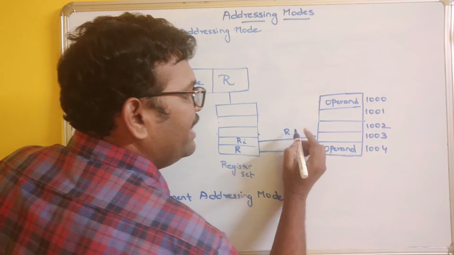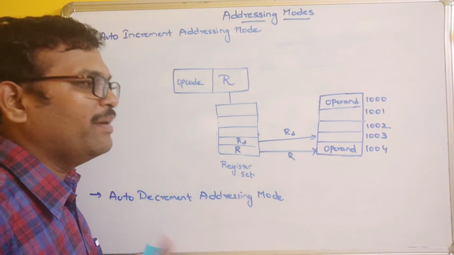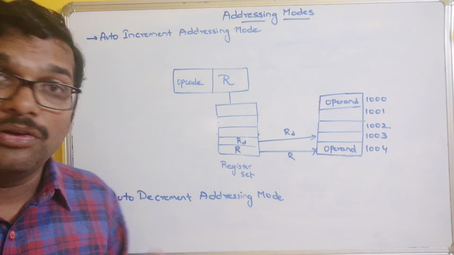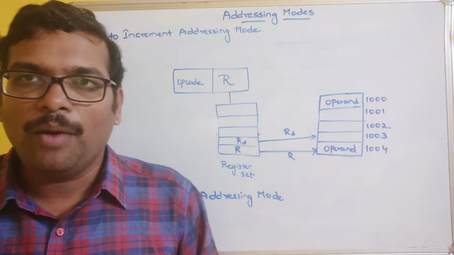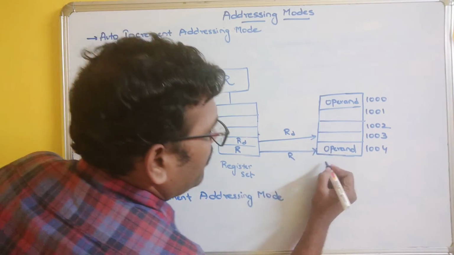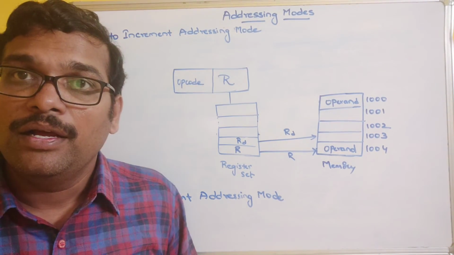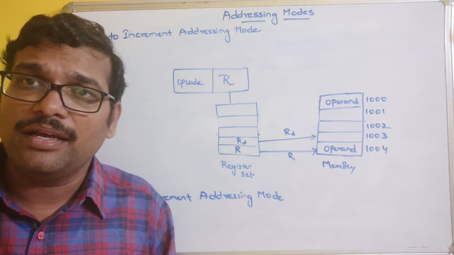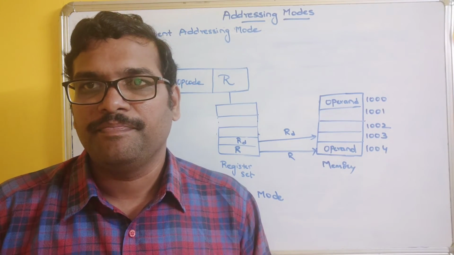Ri or Rd. We can represent it as a D. Rd means decrementing the register. So this is also automatically done, right? So register will be automatically decremented and it will be pointing towards the operand of memory. So this is a memory, as usual, right? So these are the different ways to calculate the effective address in order to perform the operations.